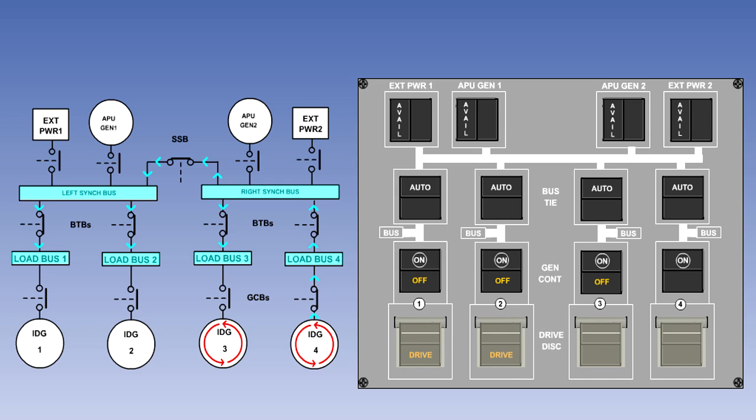As each subsequent engine is started, the output voltage, frequency and phase rotation of its generator are adjusted to align with the voltage, frequency and phase rotation of the generator or generators already supplying the bus bars. And when all are aligned, the associated GCB will close, allowing the generators to operate in parallel. The APU will be stopped and external power will be disconnected prior to taxi. So with all generators operating normally, the control panel will look like this.